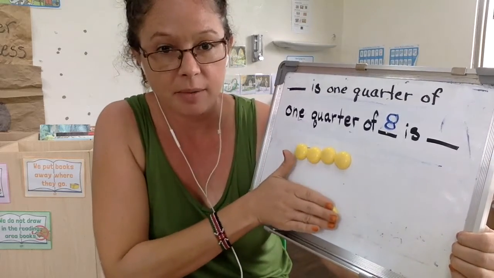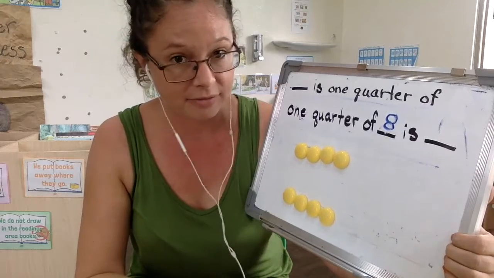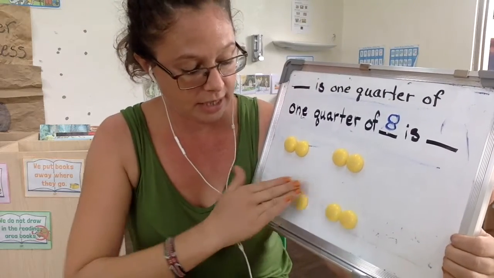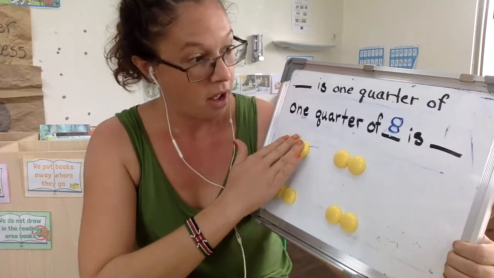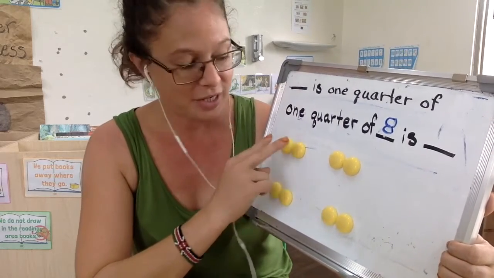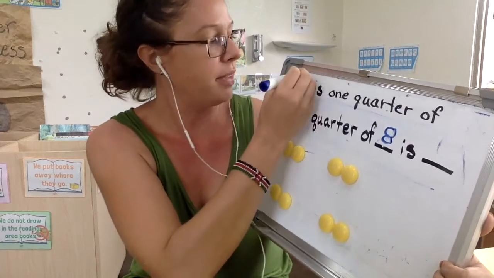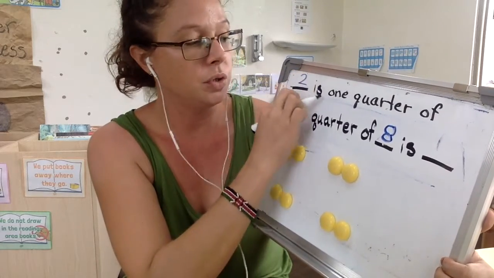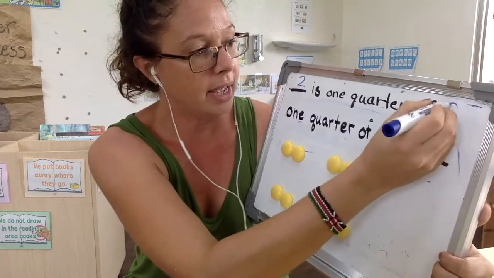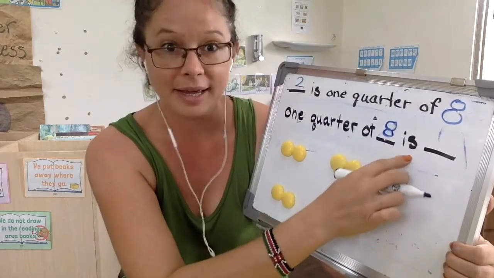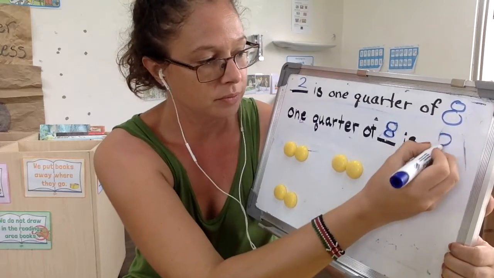First, I'm going to split my 8 in half. Now I need to find half of each half. I've found that 2 is 1/4 of 8. So let's write that on the top. 2 is 1/4 of 8. Or 1/4 of 8 is 2.